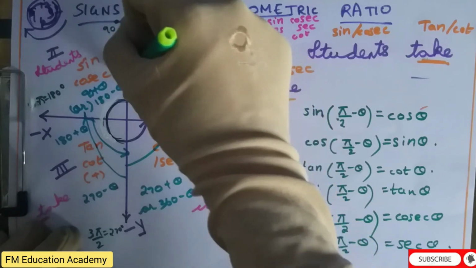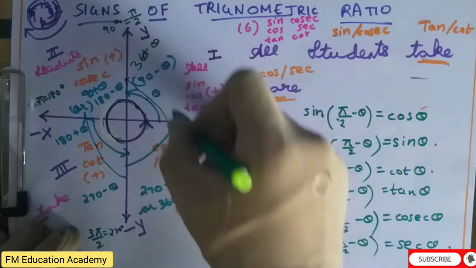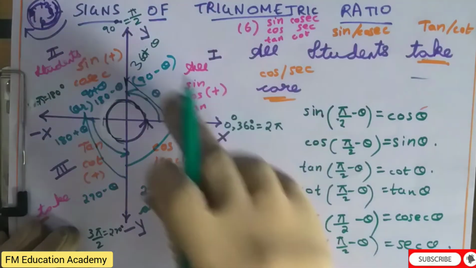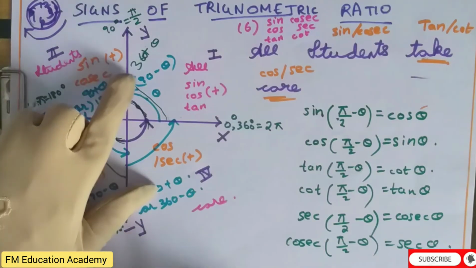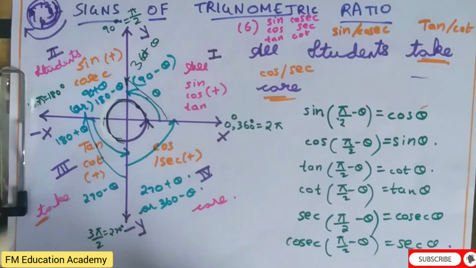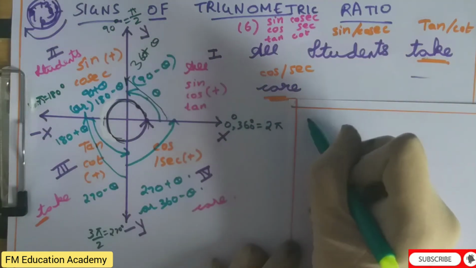So it is like this. 360 plus theta will also lie in this quadrant, first quadrant. More than 360, 360 plus theta. Okay, so how to write 360 plus theta? 360 is 2 pi, right? So 2 pi plus theta will also be here only. So now we will be writing for 360 plus theta.